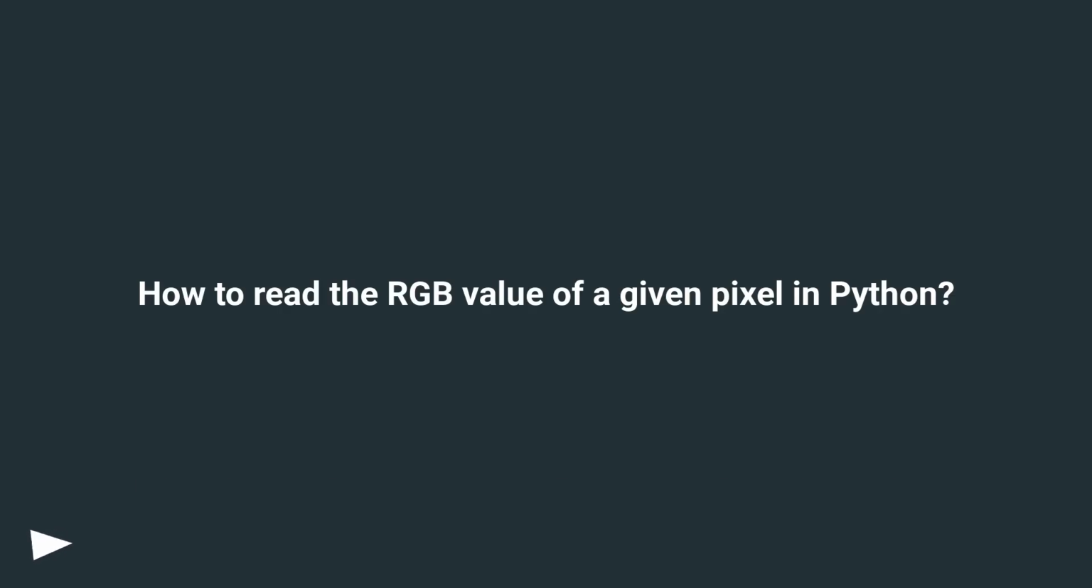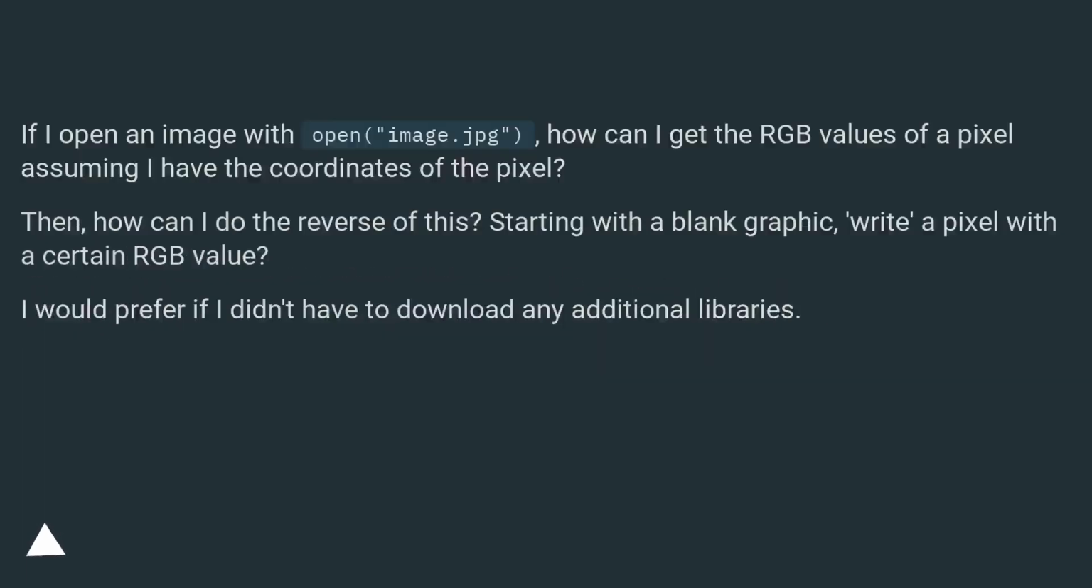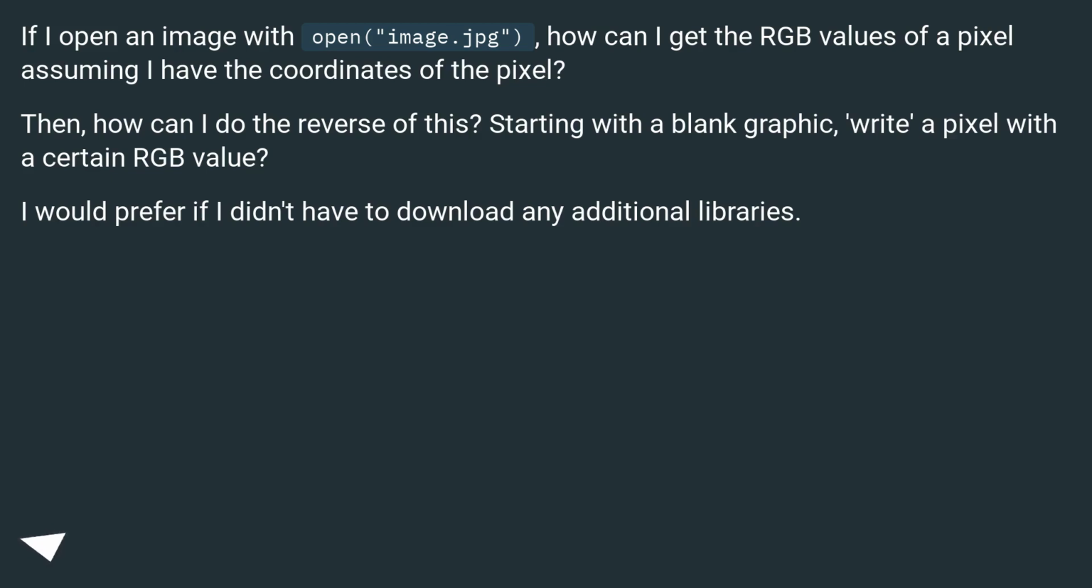How to read the RGB value of a given pixel in Python. If I open an image with open image.jpg, how can I get the RGB values of a pixel, assuming I have the coordinates of the pixel?